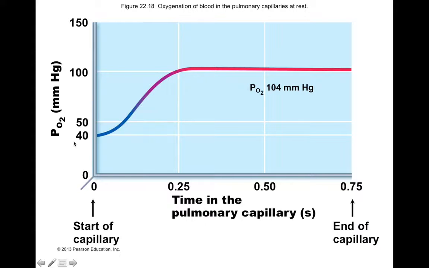Now, as that blood, deoxygenated blood from pulmonary arteries, goes across the capillaries of your alveoli, it pretty rapidly oxygenates, right? So why does the blood become oxygenated here? You can see that it almost triples in concentration. We go from 40 to 104.